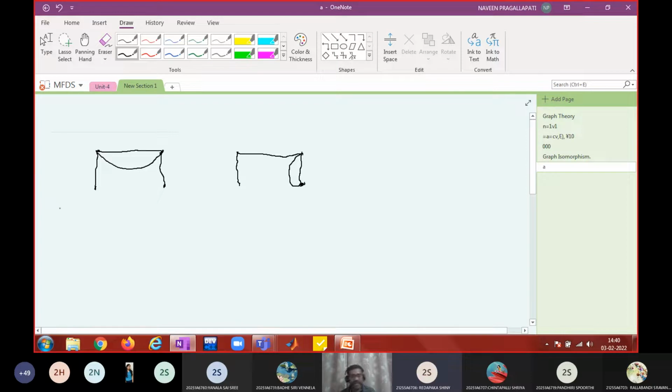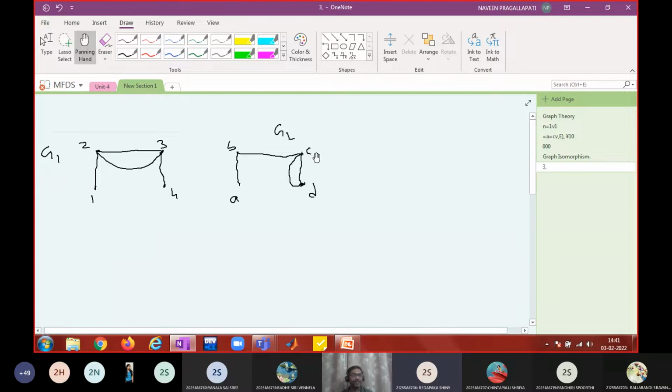Okay, so let me call it as 1, 2, 3, 4. Let me call it as A, B, C, D. Now just write down this in your book and see if you can establish any isomorphism between these two. Call this as G1. Call this as G2. Can you? This is looking similar, but does such an isomorphism exist?